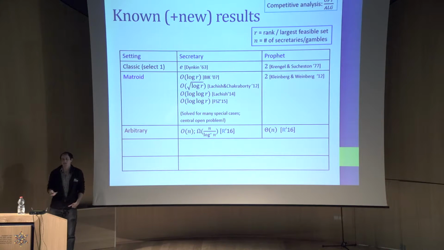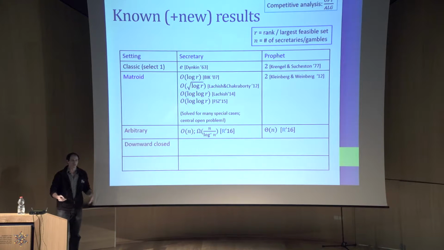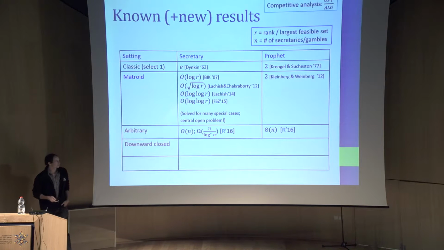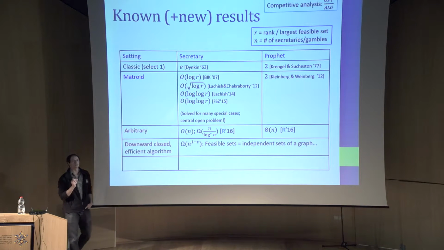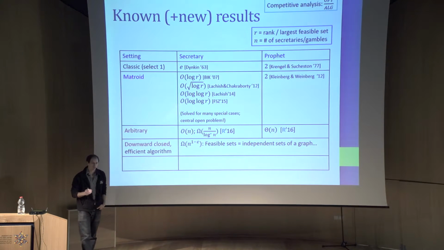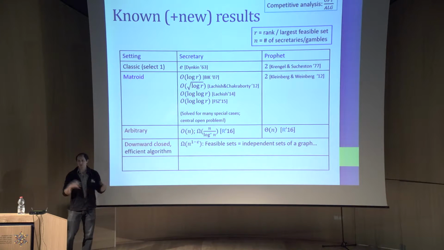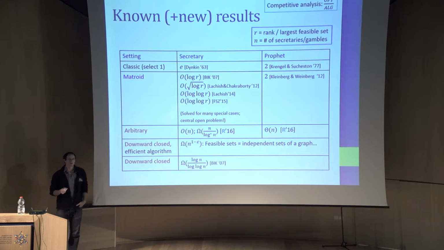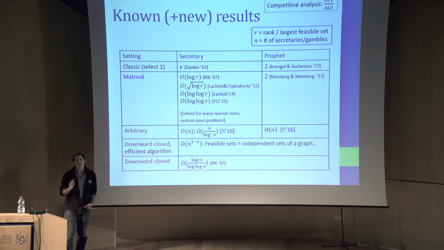So the more, and arguably more natural, constraint is a downward closed constraint. So like at most 2. And here, if you want an efficient algorithm, then again, there's essentially nothing you can possibly do. Because, for example, if my family of feasible sets is given by a graph over the secretaries, and I'm looking for all the independent sets, then it's NP-hard to do any approximation.